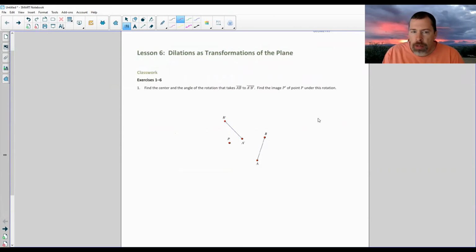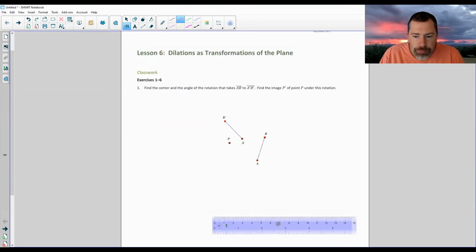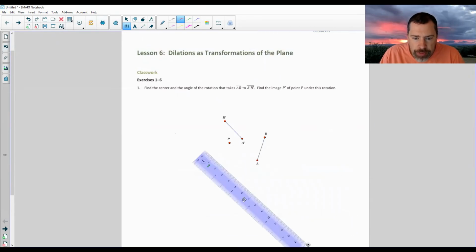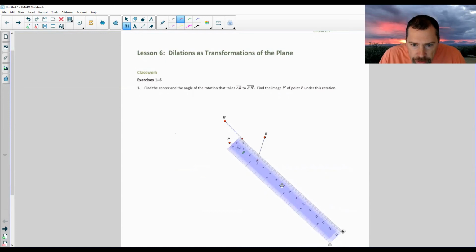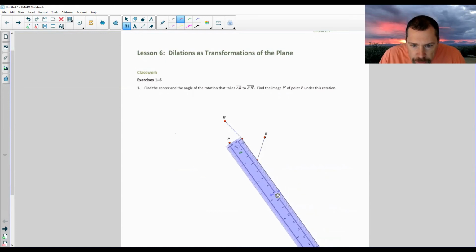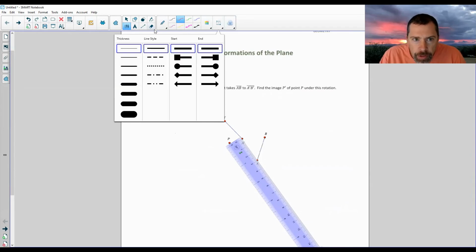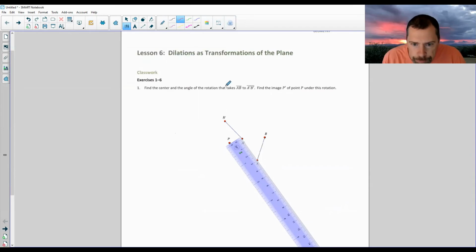Okay, so to find the center of rotation, we need a ruler. So you take your ruler and draw a line segment that connects the image to the pre-image. So I'm going to draw a segment that connects A to A prime. I'll use red. And here we go. So draw a segment from A to A prime. There's the first thing we do.